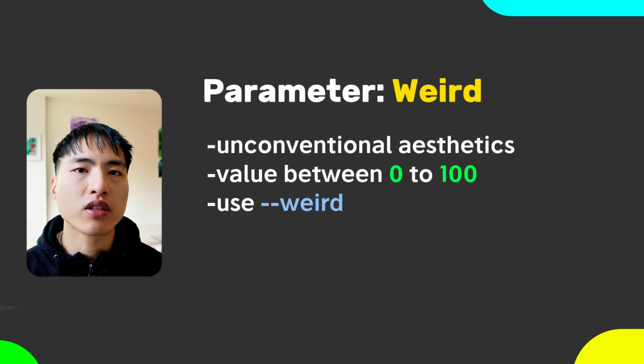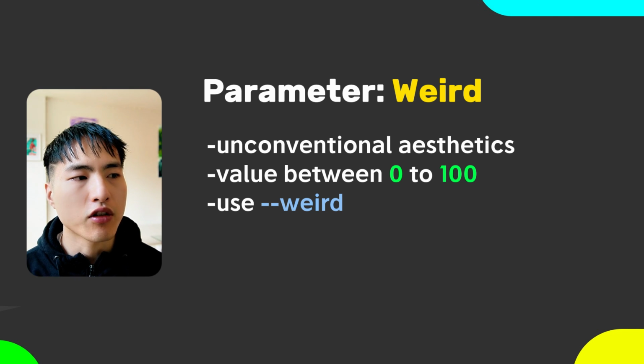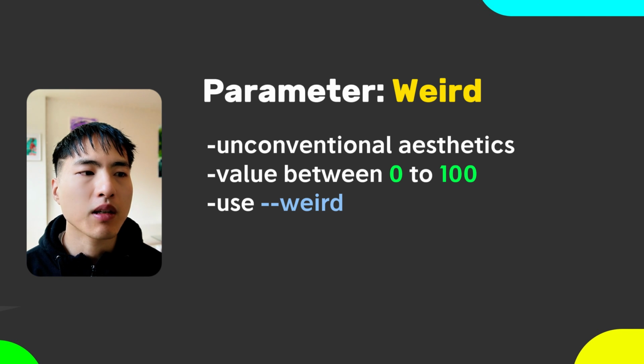The weird parameter does something similar to chaos. Setting it to 0 will generate standard images, but increasing the value all the way up to 100, and you'll get some quirky and unique results.